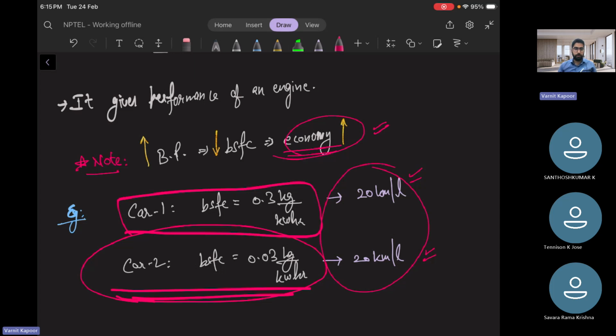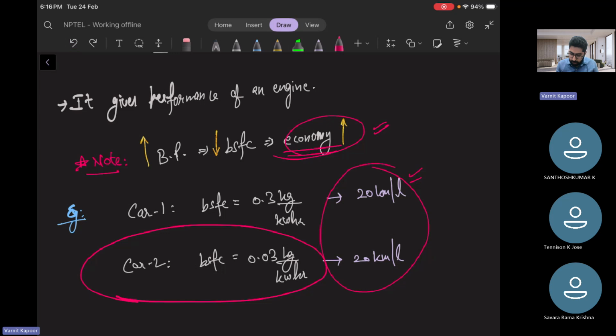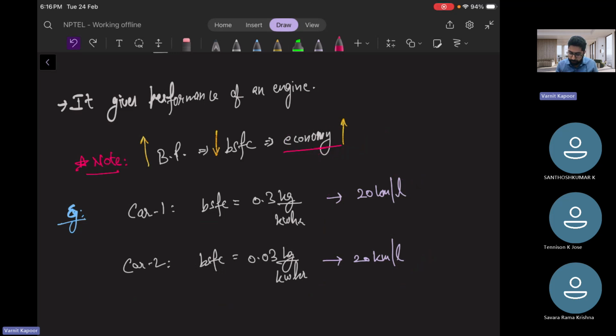Though they are producing the same mileage as an output. So whenever you go next time to purchase a vehicle, don't see what is the mileage of the system. Being an engineer, don't ask what is the mileage of a vehicle. Ask what is the brake specific fuel consumption of a vehicle. Then you will get to know which vehicle is much better, running multiple components on a lower amount of fuel. Okay, I hope this is clear. Any doubts in understanding this?